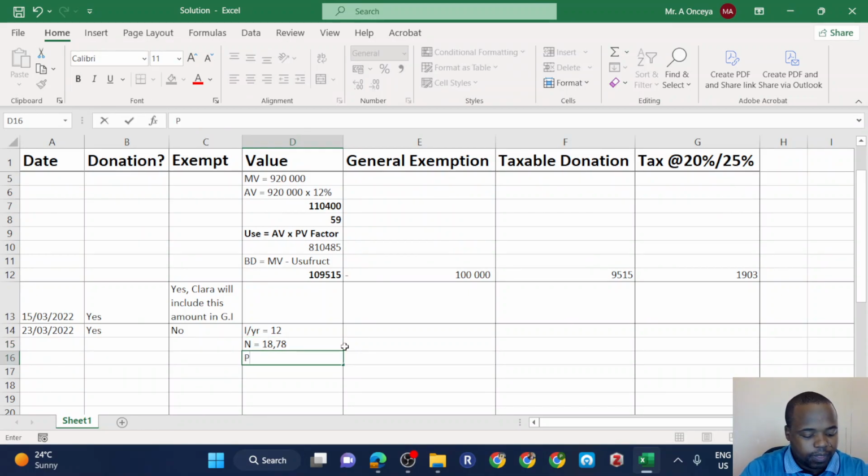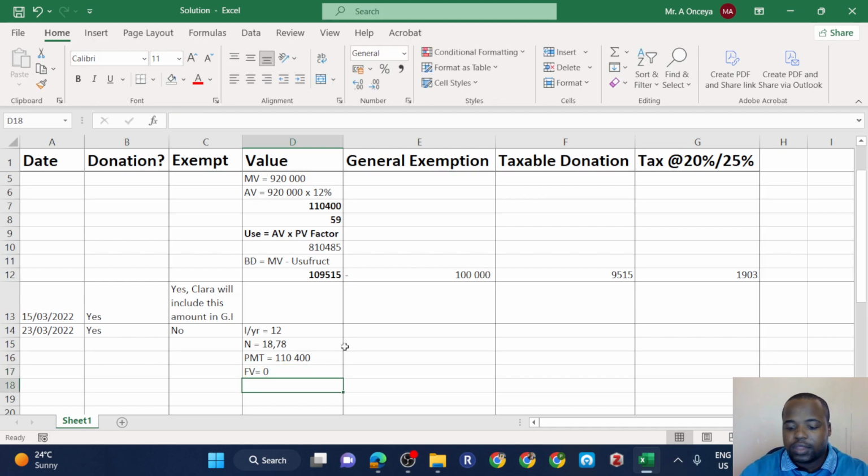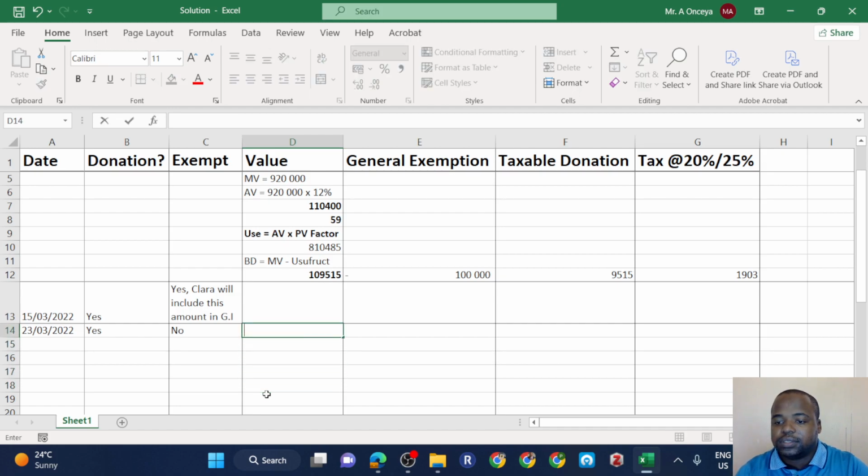PMT is equal to the 110,400 rands. I think FV, just put it as 0, and then you compute the present value of the stream of cash flows, which will essentially lend you to that amount, right? But the simpler way we use now is this formula, the tables, right?